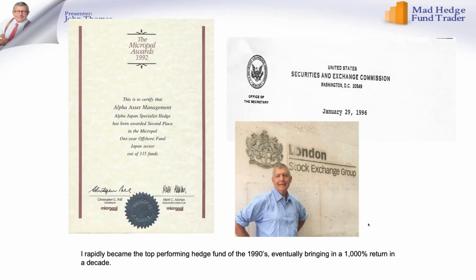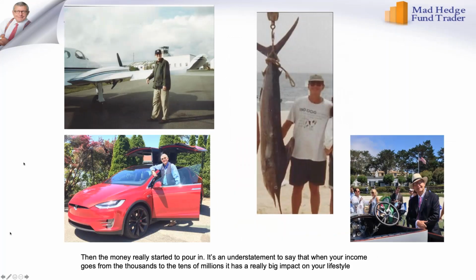I rapidly became the top performing hedge fund of the 1990s, eventually bringing in a 1,000% return in a decade. Actually ranked 2nd place in the annual hedge fund competitions. Then the money really started to pour in. It's an understatement to say that when your income goes from the thousands to the tens of millions, it really has a big impact on your lifestyle. You get to do things like fly your own private plane around Europe, buy the latest hot car, go marlin fishing in Mexico, and collect vintage Rolls Royces.